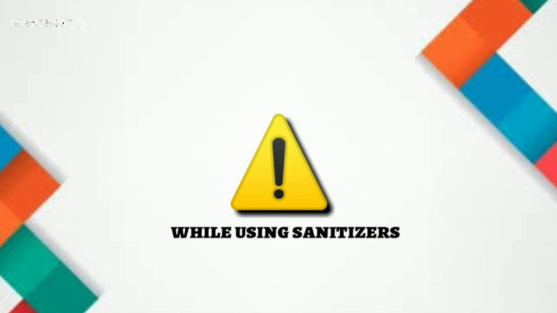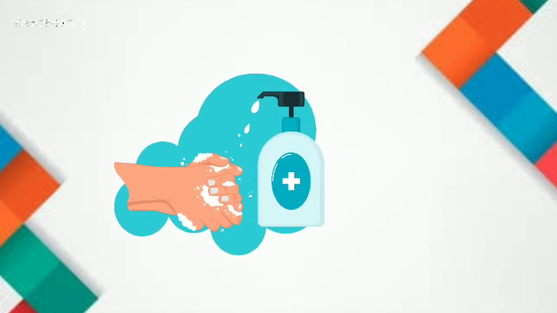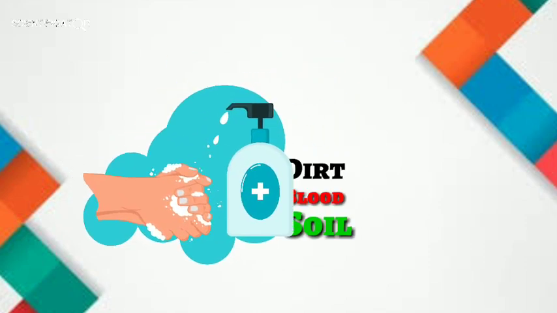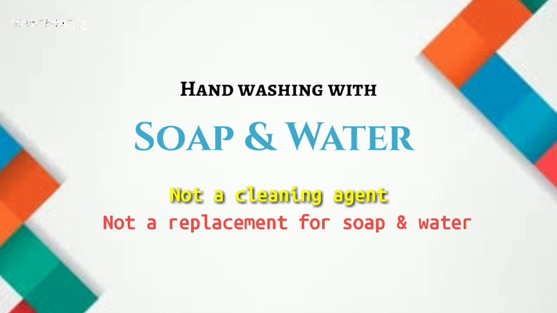there are a few things you should keep in mind while using sanitizers. Alcohol does not cut through grime. All kinds of dirt, blood, soil must be wiped or washed away first. In such cases, hand washing with soap and water is advised. It is not a cleaning agent, therefore not a replacement for soap and water. It is recommended to use soap and water along with sanitizer.